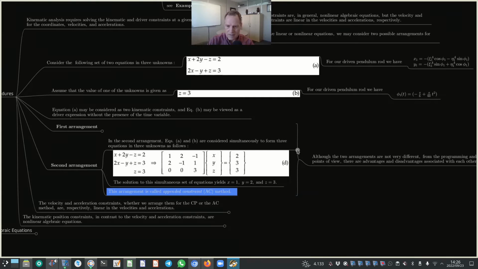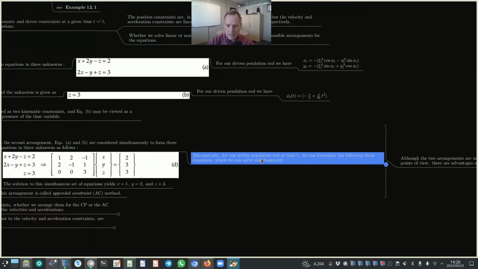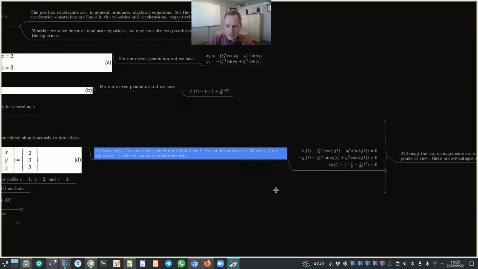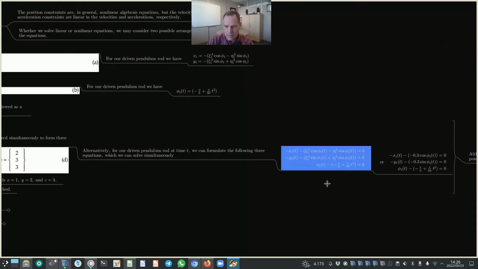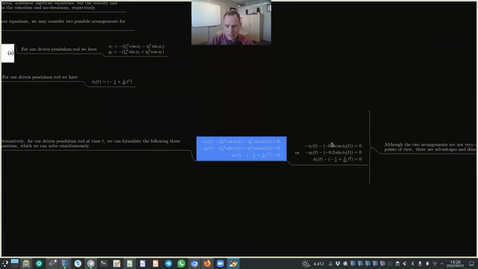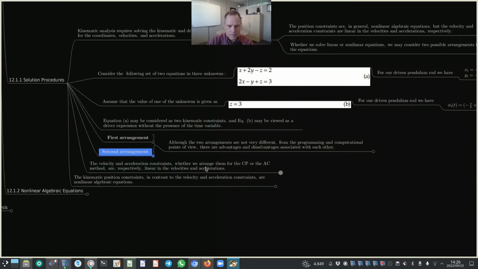Okay, now let's just quickly look at our driven pendulum example. We can formulate also the three equations, or we can simplify it further by substituting the values of Xi A1 and Eta A1, and then we end up with those three equations. Okay, now let's just look at the summary note.